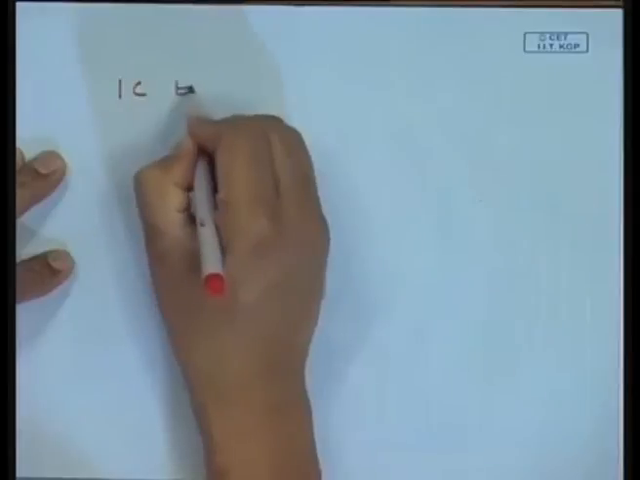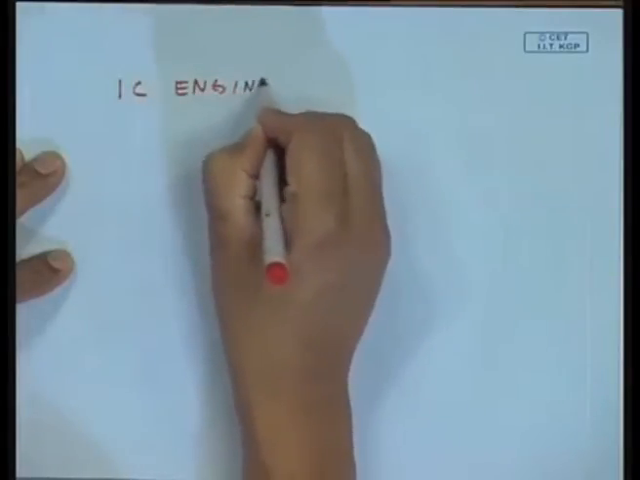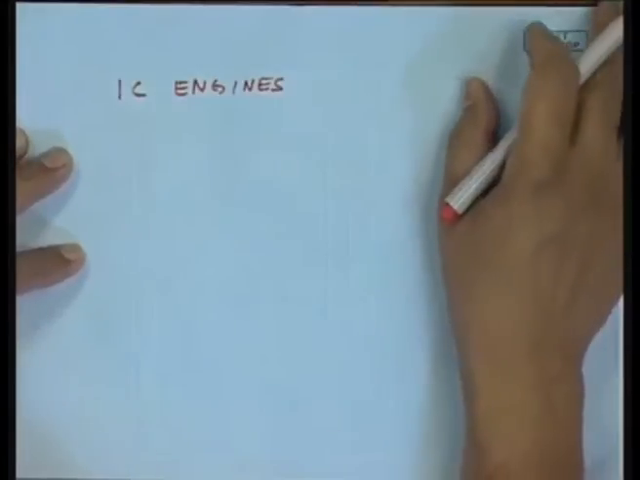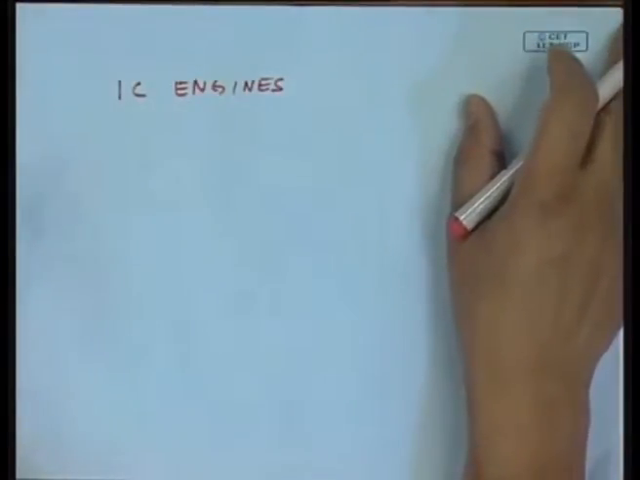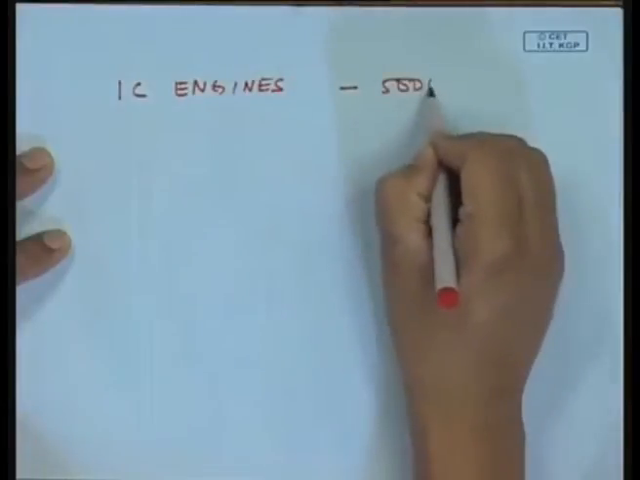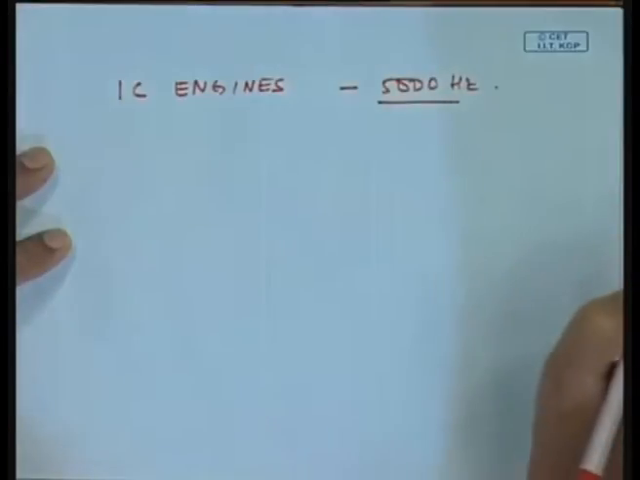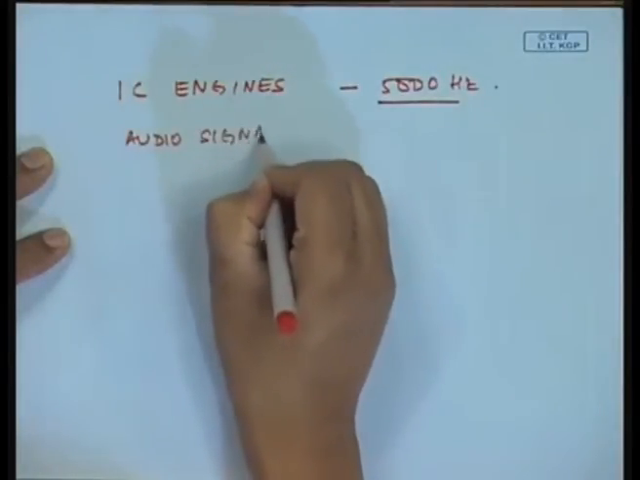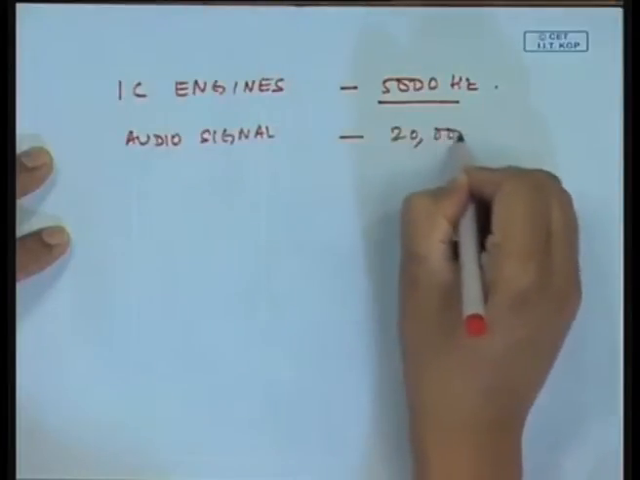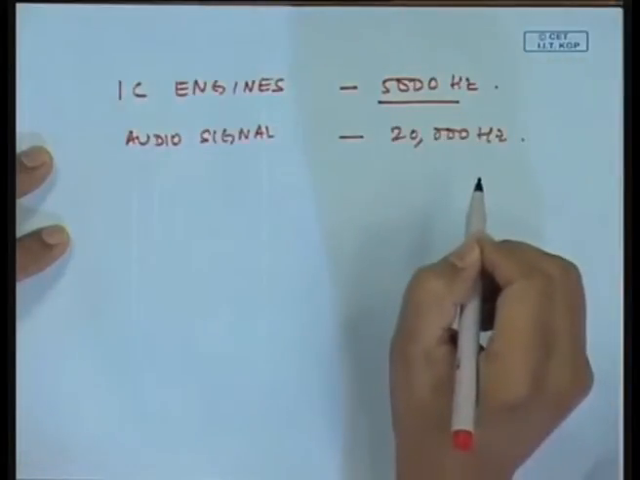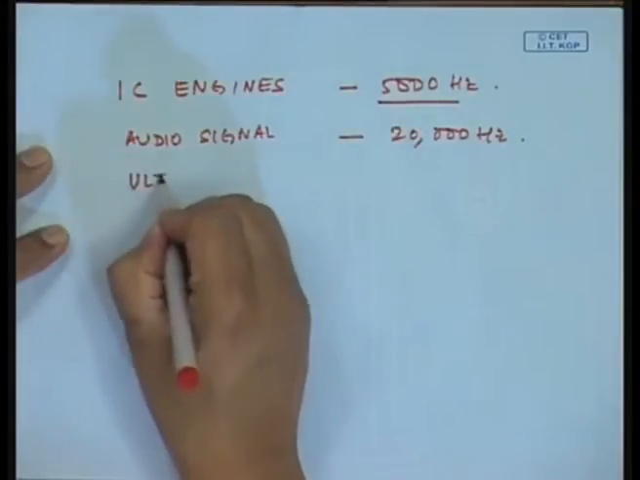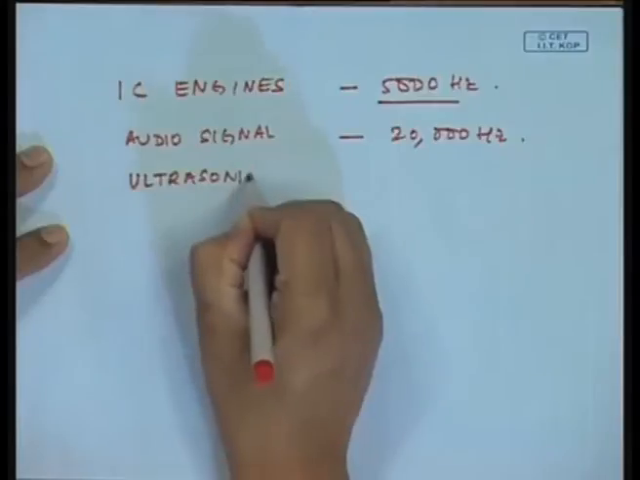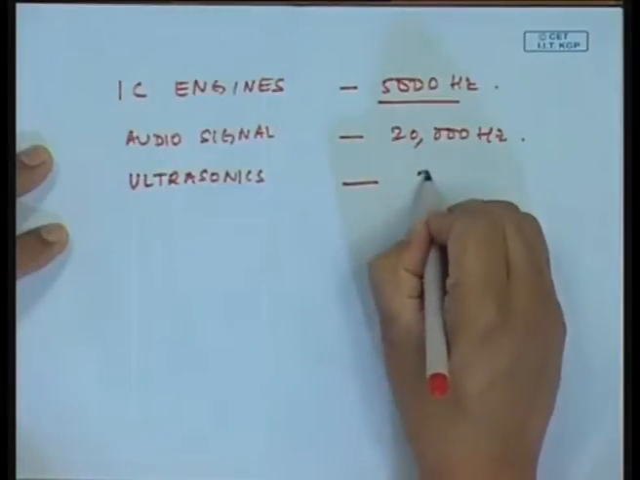For example, in IC engines, as an engineer, if we do not have an estimate of F max, we may not have a clue as to what sampling frequency I should select in my A to D card. For IC engines, we are good enough if the maximum frequencies are up to 5000 hertz. If I want to analyze any audio signals, it will be up to 20,000 hertz. If I want to analyze any ultrasonics for machines, they can go up to 1 to 2 megahertz.